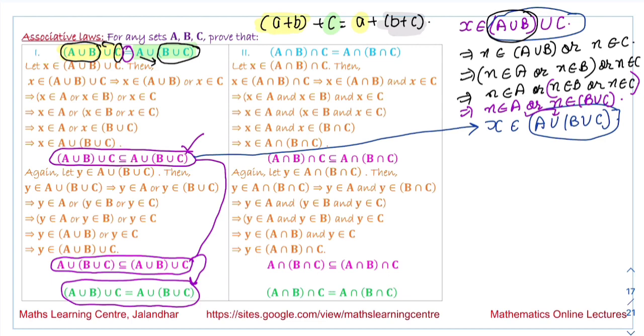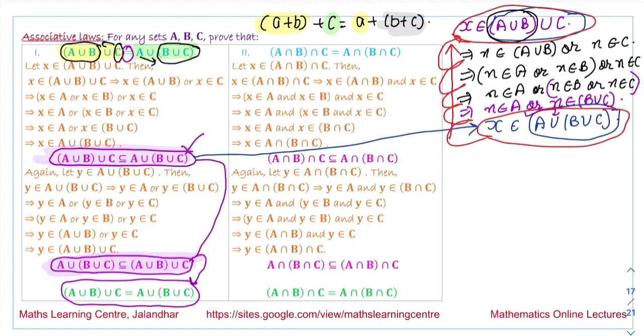Similarly, we can prove the second part. When we are talking about the converse part, we are just writing these steps in this direction. We are saying X belongs to A union B union C. Next we write this step, next this step, and we obtain that X belongs to A union B union C. So we get these two results: the first set is a subset of the second set, and the second is a subset of the first. Combining these two results, we obtain that both these sets are equal.